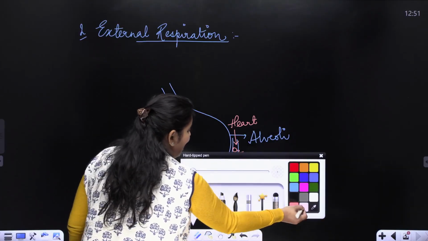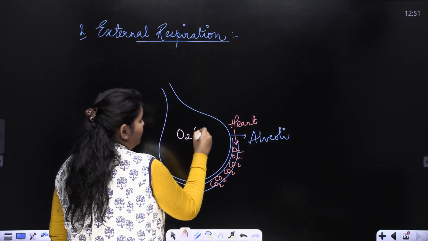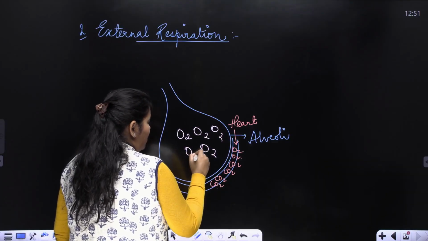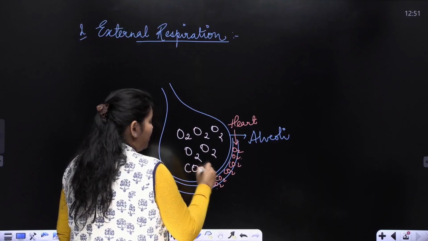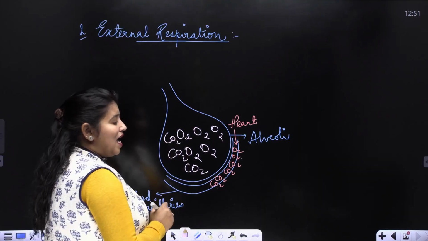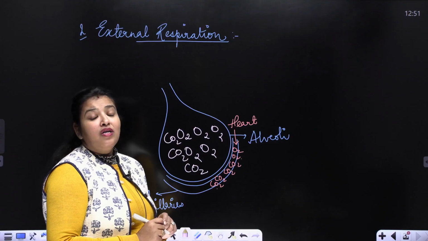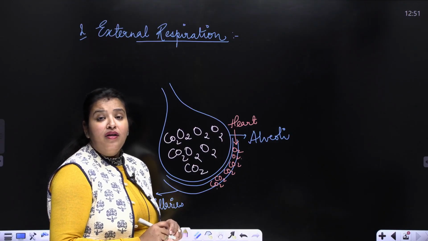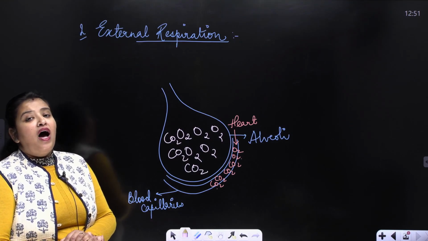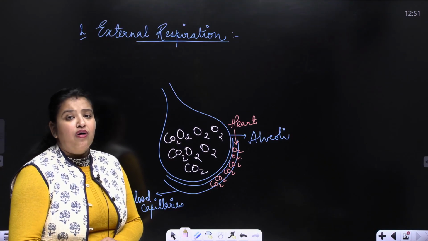But you know, in alveolar air, oxygen is more. And what about carbon dioxide? It is present, but it is less as compared to blood. And now the process of diffusion will happen. That is, the gases will move from their region of higher concentrations to the region of lower concentrations.